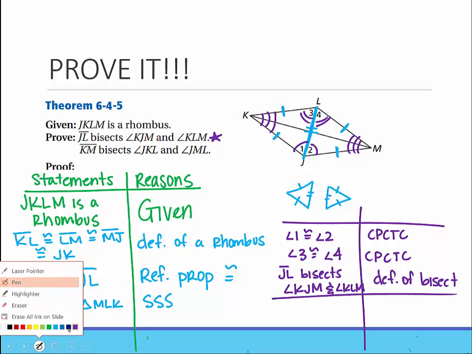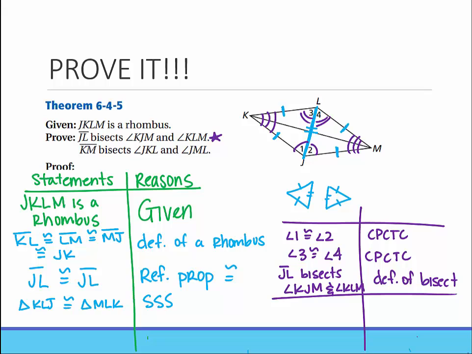And then I can use the same logic to prove that KM bisects the other one. So I'd have to prove that these triangles are congruent, and then I get that these angles are congruent in here, yada, yada, yada, definition of bisect.